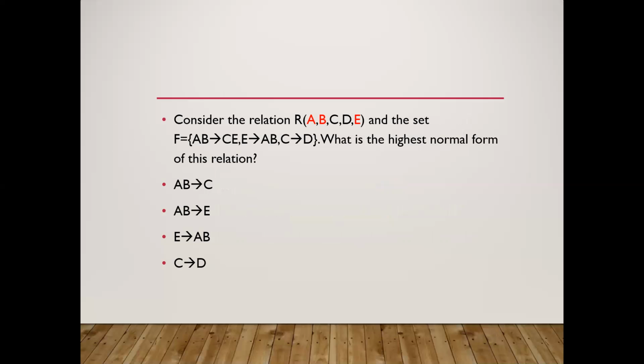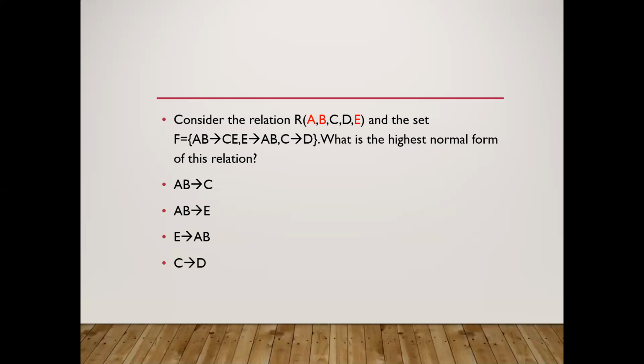So we can see one more problem. Consider the relation R of A, B, C, D, E and the set F equal to AB to CE, E to AB, C to D. What is the highest normal form? First of all, we can decompose the right hand side of some of the functional dependencies. AB to CE can be written as AB to C and AB to E. E to AB can be written as E to A and E to B. C to D, no need to decompose.